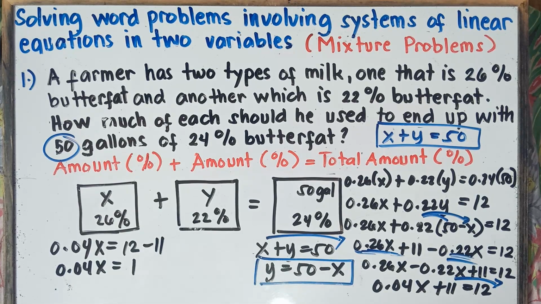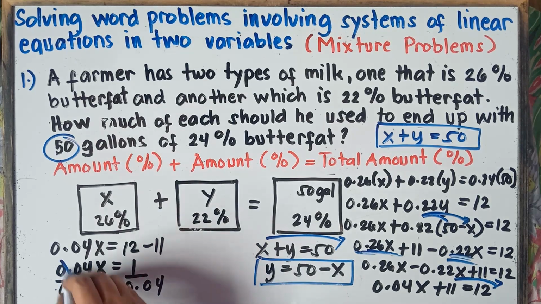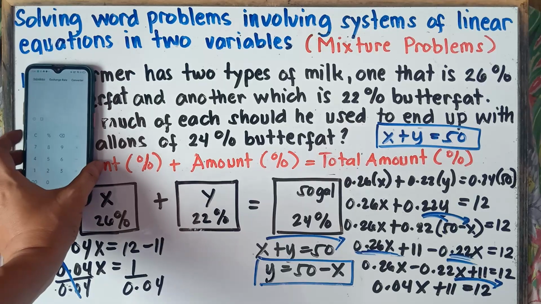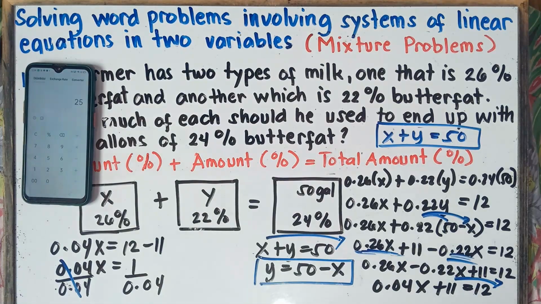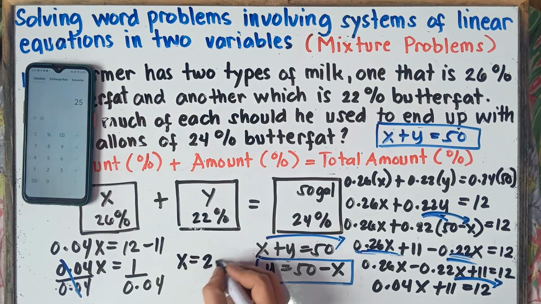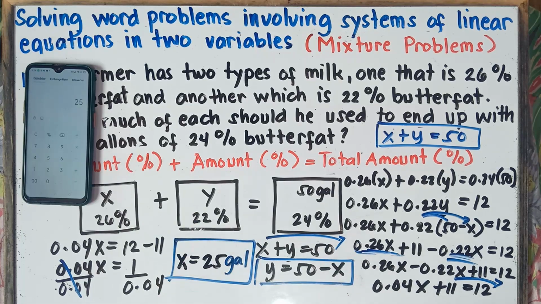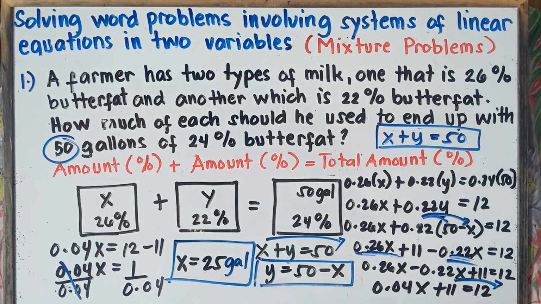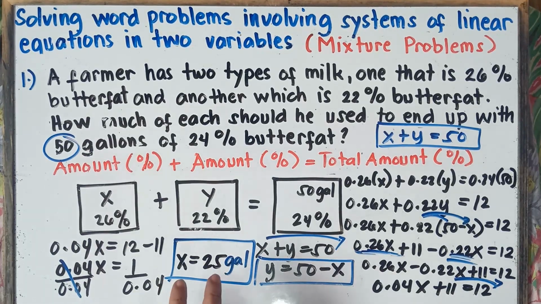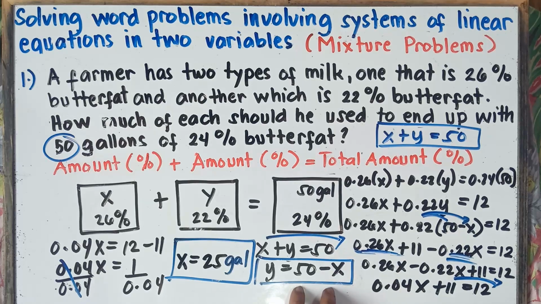That would be 1. And then to get the value of x, simply divide both sides by 0.04. Divide by 0.04. Cancel this out. And the value of x is equal to 1 divided by 0.04 is equal to 25. X is equals to 25. And that would be gallons. That's it, class. All set. That's the value of x, class. The value of x is equal to 25 gallons. Alright, and then the value of y, simply substitute the value of x on this given equation to find the value of y.